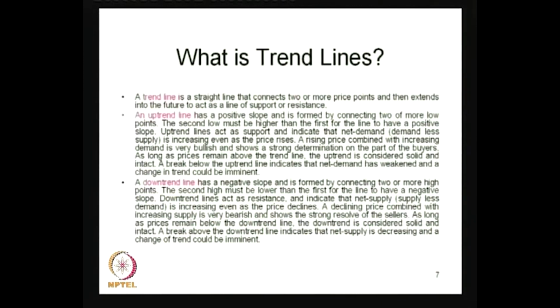A declining price combined with increasing supply is very bearish and shows the strong resolve of the sellers. As long as prices remain below the downtrend line, the downtrend is considered solid and intact. A break above the downtrend line indicates that the net supply is decreasing and a change of trend could be imminent. It is just the opposite of the uptrend line.